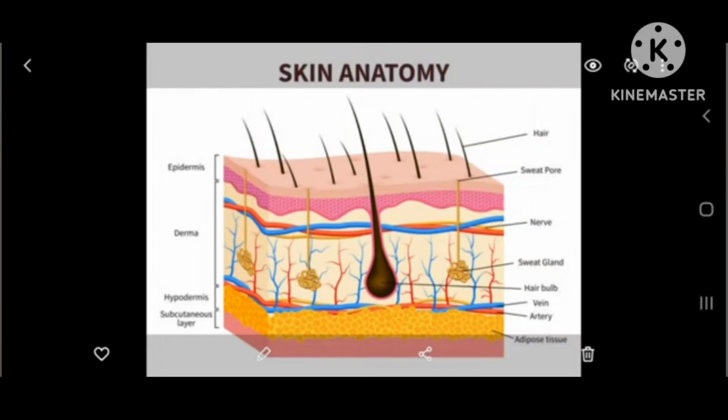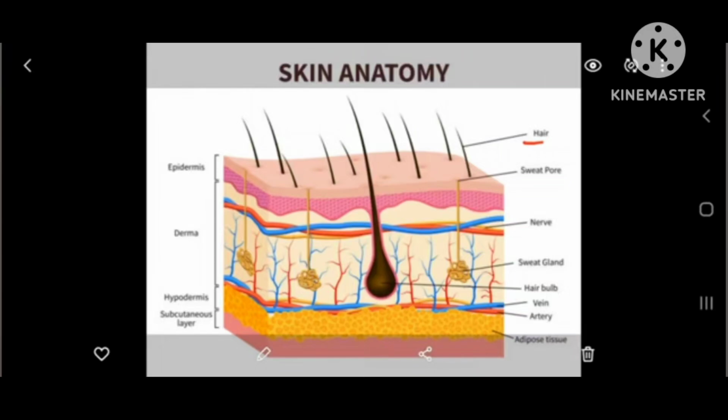So let's start. In that video, I explained some physiology, histology, and some anatomy of the skin. But in this video, I will tell you some more detail about the anatomy of the skin. So let's start. As you can see, the skin is highly complex. It is made up of hair, sweat pore, nerve, sweat gland, hair bulb, vein, artery, adipose tissue, epidermis, dermis, hypodermis, and subcutaneous tissue. Right? So we will go through each of these one by one.